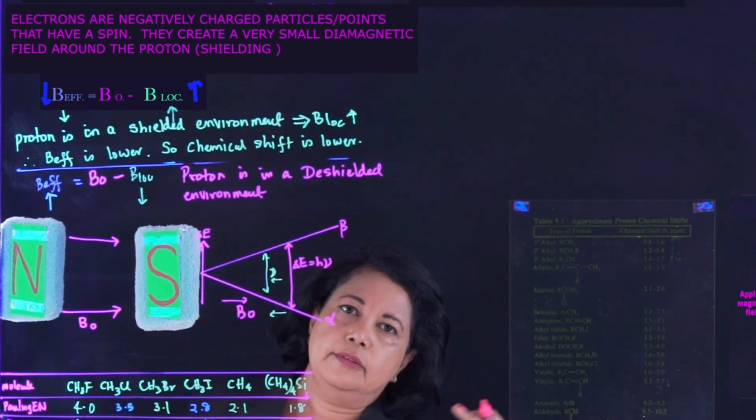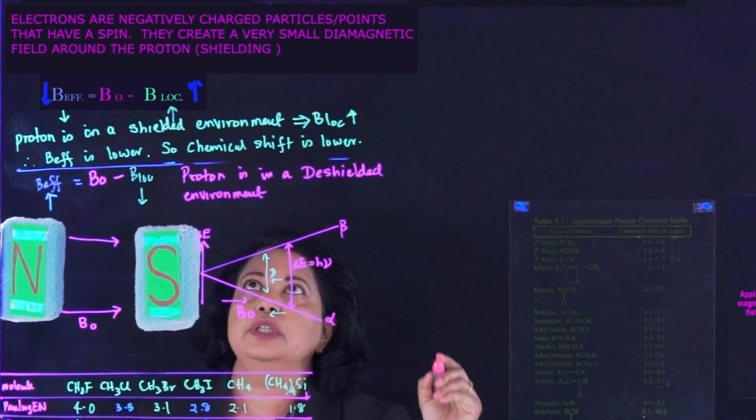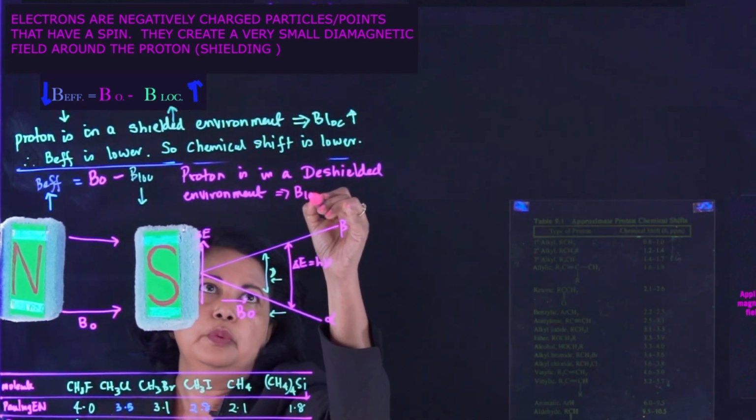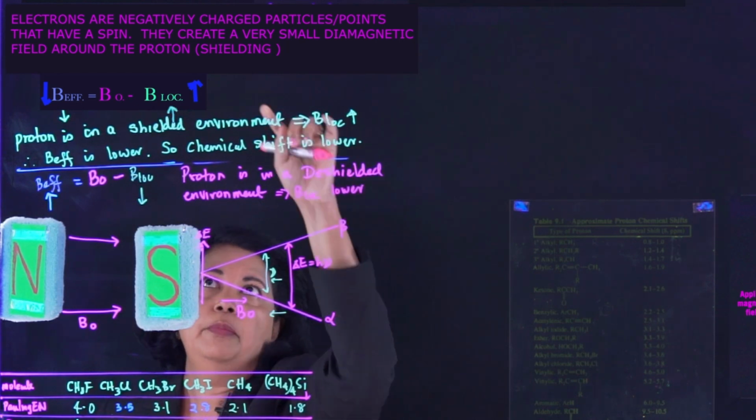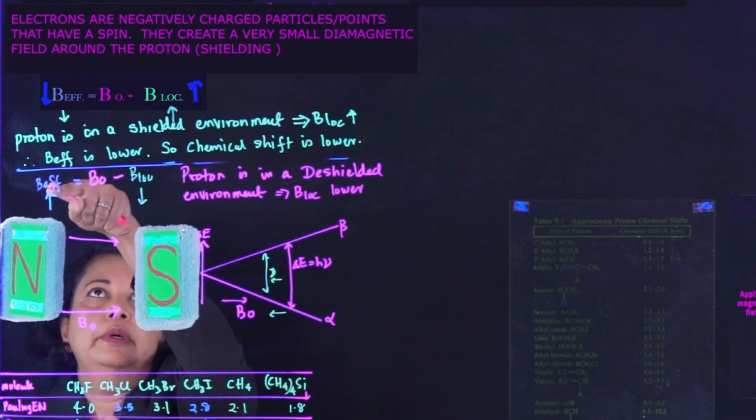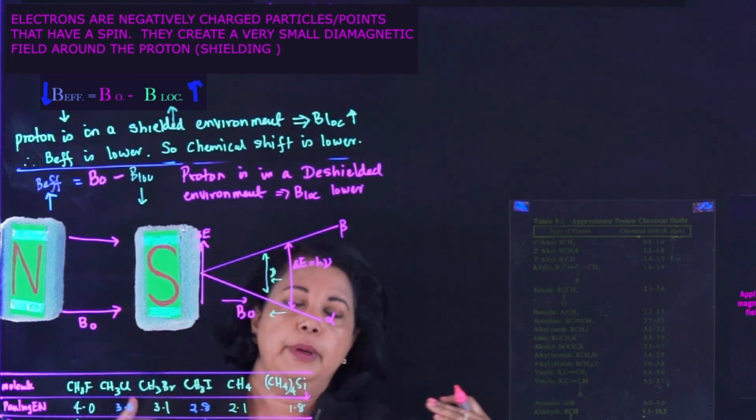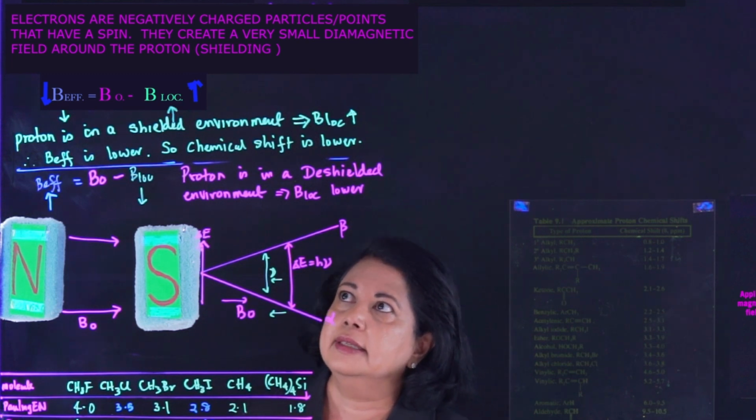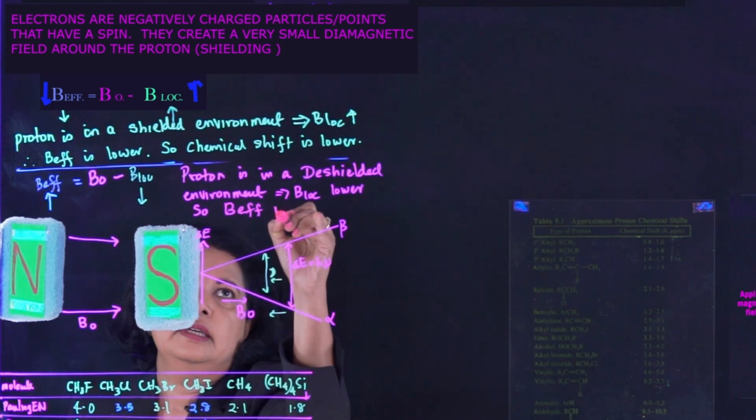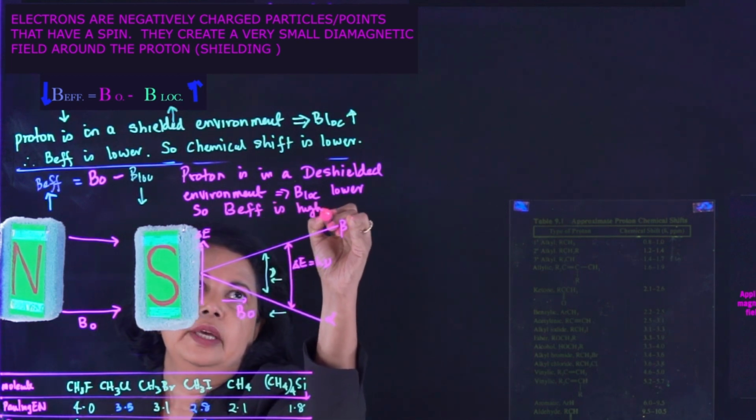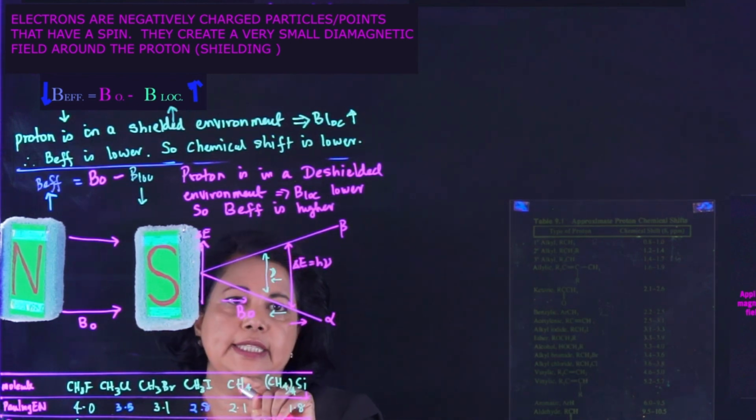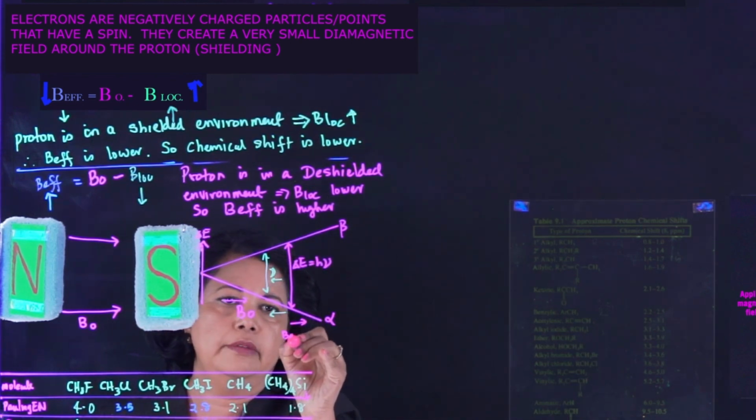The diamagnetic field created by those electrons would also be low. So that means B local would be lower. If B local is lower, this is a constant, therefore this is going to be higher. We are comparing everything to TMS. So B effective is higher. That means you are having a higher B effective. So this is going to be B effective.